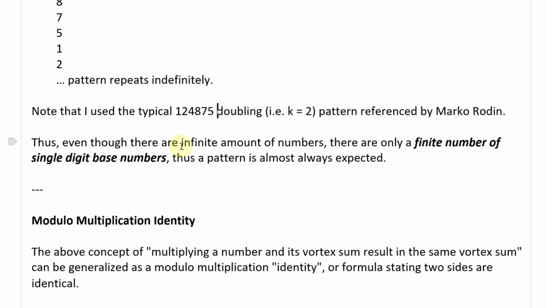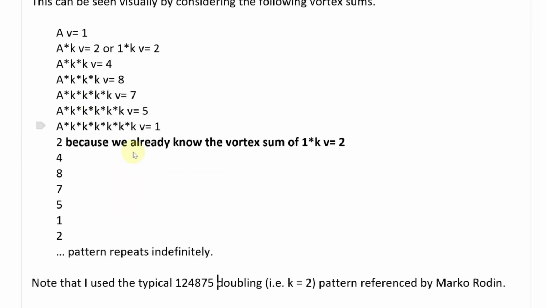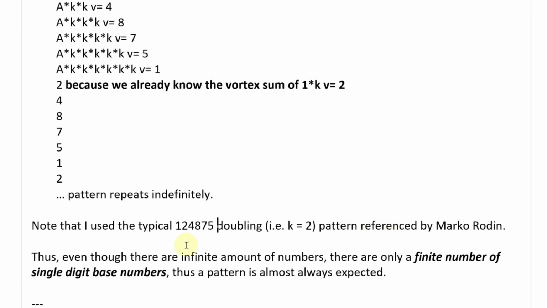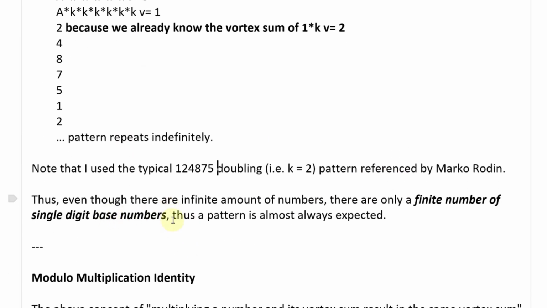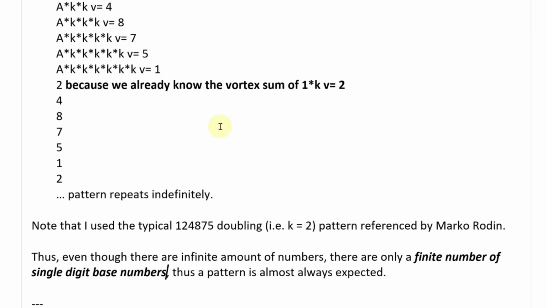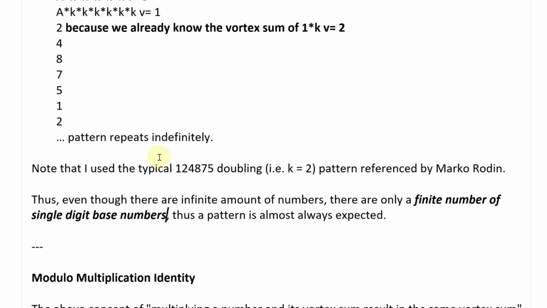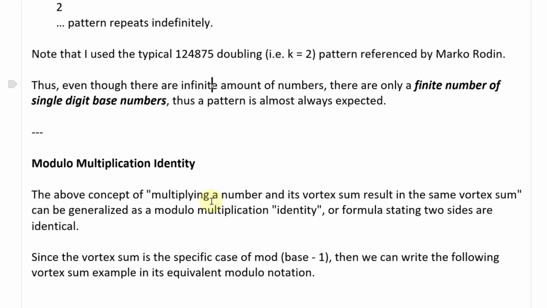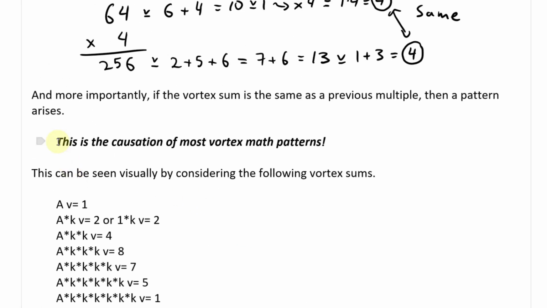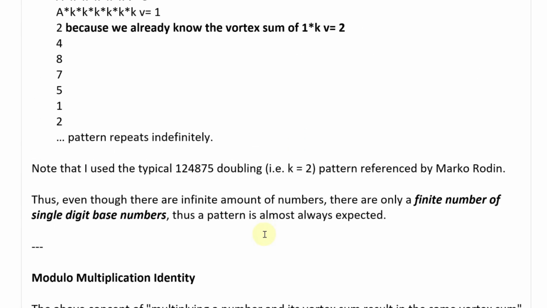So thus, even though there is an infinite amount of numbers and they get super, super large, there are only a finite number of single digit base numbers. In other words, we can only have from 1 to 9 for the vortex sum, or 0 to 8 for the remainder, or the mod function. So thus a pattern is almost always expected. Yes, you're always expecting a pattern. So that's absolutely fascinating. This is the causation of it. Absolutely magical. Almost always expected. This is right. Let's bold that. That's pretty amazing.